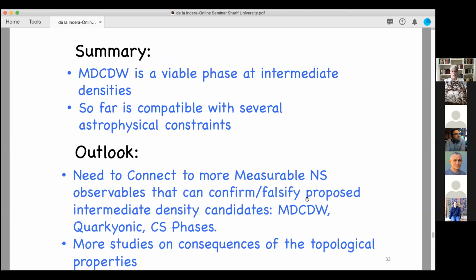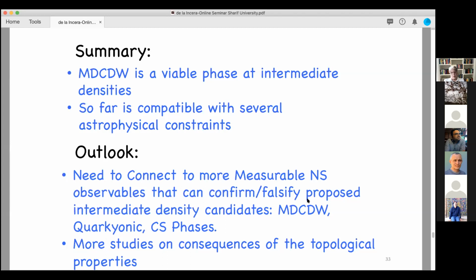Of course, we need to connect it to more measurable observables, and hopefully they will be available in the near future, because with the merging of neutron stars, we are learning a lot, and also with electromagnetic signals. So the multi-messenger astronomy that we have now will produce a richness of observables that will help us to keep testing and discerning if this is the phase or maybe other phases would be more favorable.